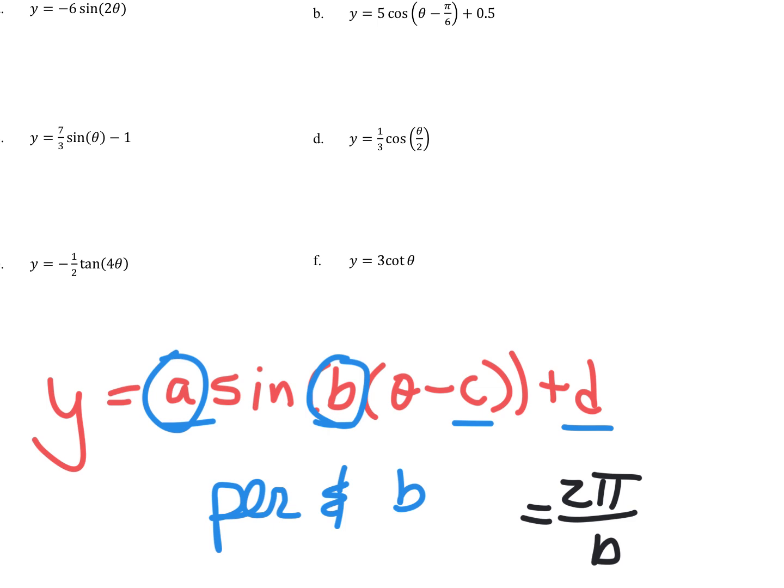What is 2 pi over B? The period. That is a key one. You better write that one down. I would put it right down in that neighborhood. There's more questions coming about that. They're going to say, what's the period of this function?